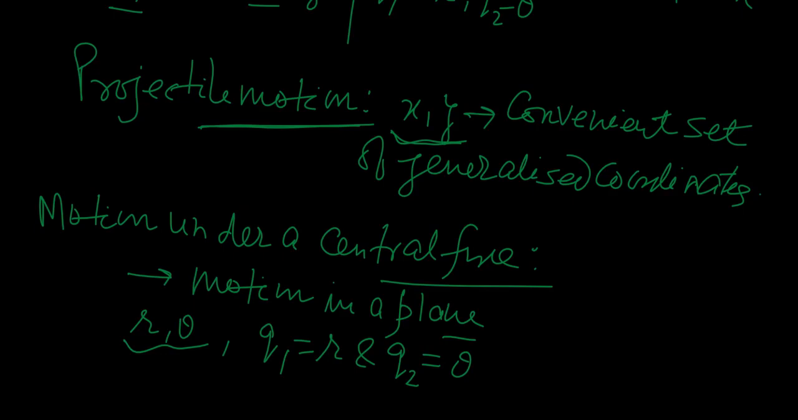Here remember, when motion takes place in a plane but the trajectory is not fixed, not specified, then you need two independent variables, x and y or r and theta. And you see that the number of generalized coordinates is the same as the degree of freedom of the system. In these two examples, the degree of freedom of the system or particle is 2, and so we have two generalized coordinates.